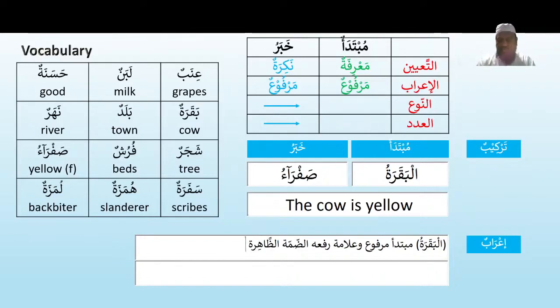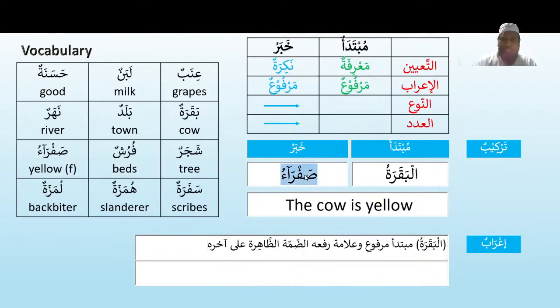Dhammatu Zahiratu. So where is the Dhamma? The end. Dhamma Zahir is at the end, you say Ala Akhirihi. Ala Akhirihi.